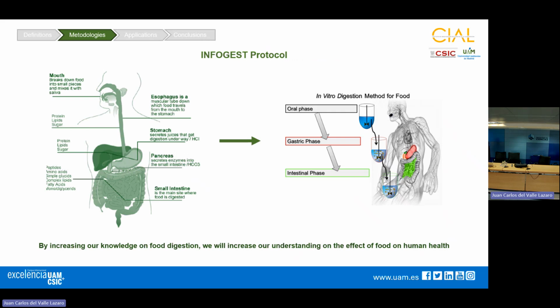Introducing the InfoGest protocol, what we want to do in the lab, at our bench, is to simulate what happens in our body, from the oral phase to the gastric phase and the intestine, large and small intestine. How do we mimic that? We use a beaker or a centrifuge tube, and we mix there our fluids and enzymes to simulate each step of the digestion process. And the more we know about how digestion occurs, the more we know about the health benefits of the food we consume.